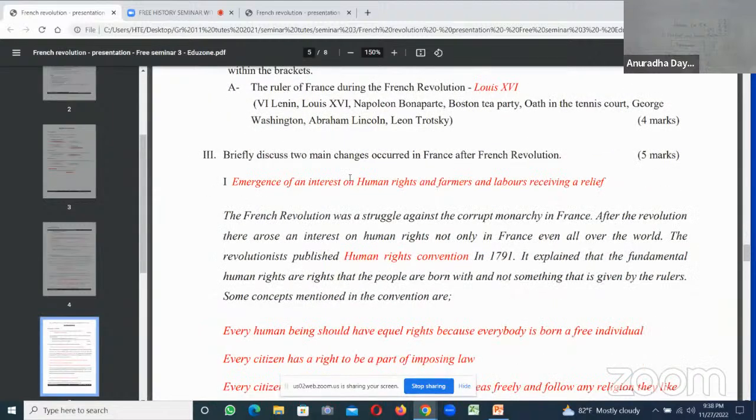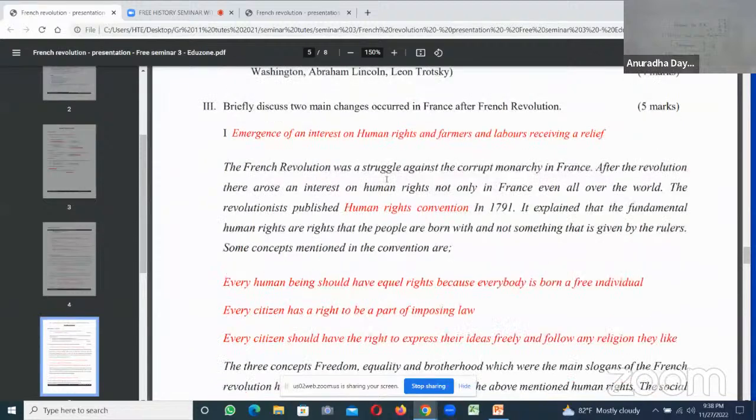Emergence of an interest in human rights. I have taken human rights as the main factor: emergence of an interest in human rights, and farmers and laborers receiving relief. So that is my area. I have combined two reasons into one. See, the paragraph must be like this: the French Revolution was a struggle against the corrupt monarchy in France. After the revolution, there arose an interest in human rights, not only in France but all over the world.